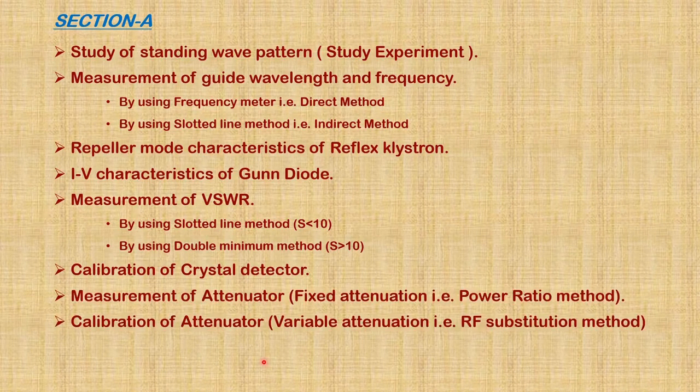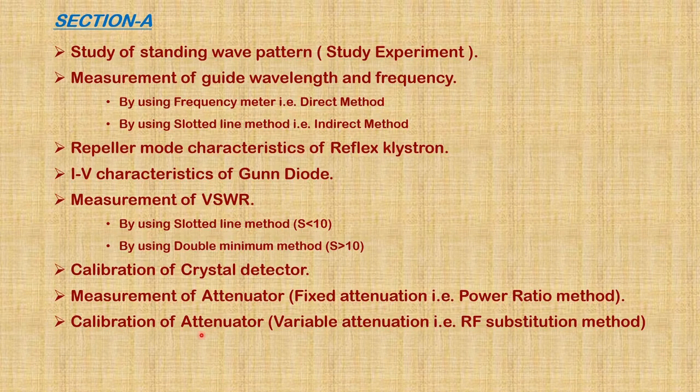The next two experiments are based on attenuators, that is measurement of attenuator and calibration of attenuator. These are fixed type attenuation and variable type attenuation. An attenuator is used to reduce the power of the signal without changing the appearance of the waveform or its shape. Coming to the fixed attenuator, the output input relationship is in terms of fixed values like 3 dB, 6 dB, 10 dB, and so on.